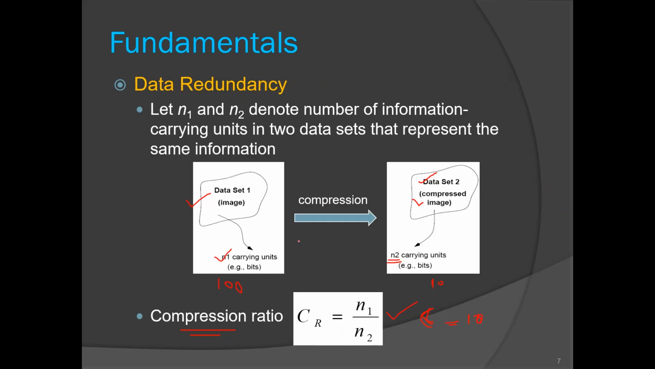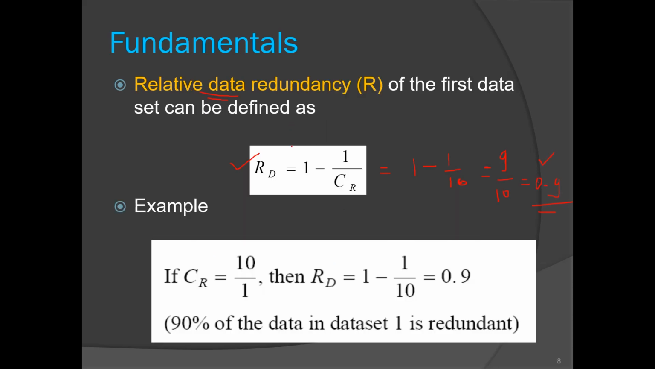Originally we had 100 bits, later after compression the compressed image was requiring 10 bits. So that means 90% bits are saved. And it represents these 90 bits were redundant data. So that is the meaning of this relative data redundancy.